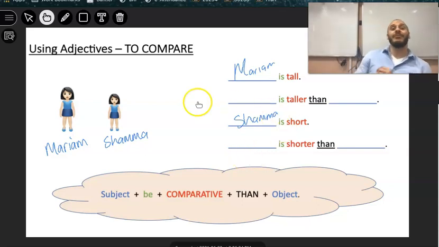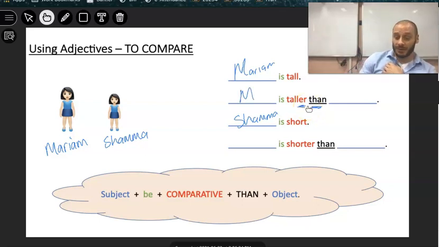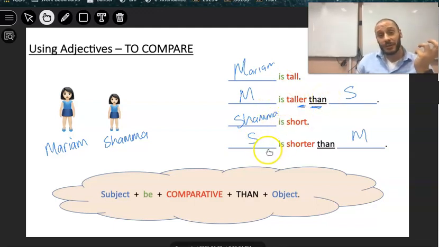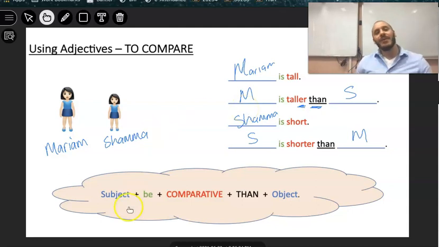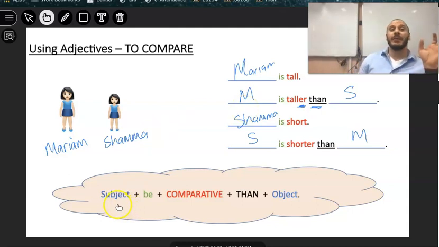And hopefully you remember, if we compare 2 people, we use ER and than. Yani Mariam is taller than Shama. Shama is shorter than Mariam. Shama is not taller than Mariam. Mariam is not shorter than Shama. There's lots of things we can do with this, okay? But most of the time we use this structure.